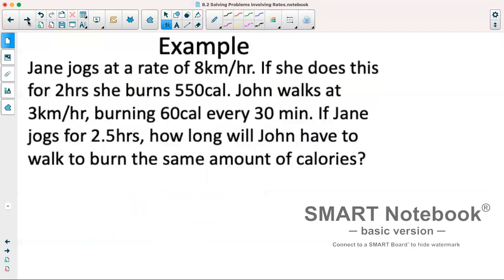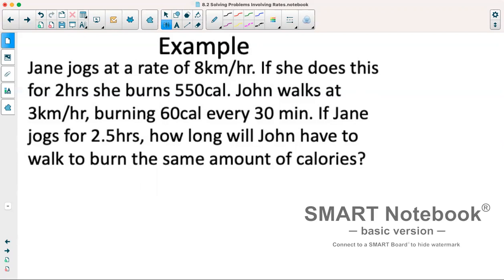Next example, Jane jogs at a rate of 8 kilometers an hour. If she does this for 2 hours, she burns 550 calories. John walks at 3 kilometers an hour, burning 60 calories every 30 minutes. If Jane jogs for 2.5 hours, how long will John have to walk to burn the same amount of calories?